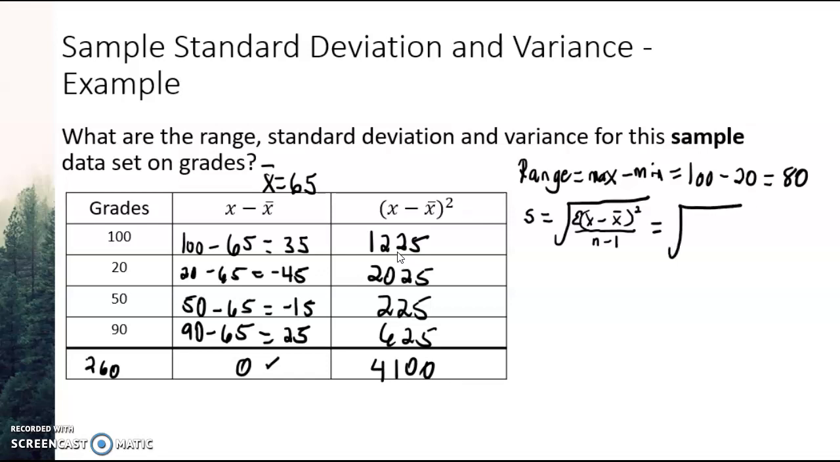The table helped me simplify the process, so now I have the sum of the deviations squared. Remember, we square them so that they don't perfectly cancel out and give 0. Squaring makes sure you only have positive numbers, so we don't get that canceling out effect anymore. And then we divide by the number of values minus 1. This is a change for the sample data set, that you have to subtract 1. So that's going to be 4,100 over 3.